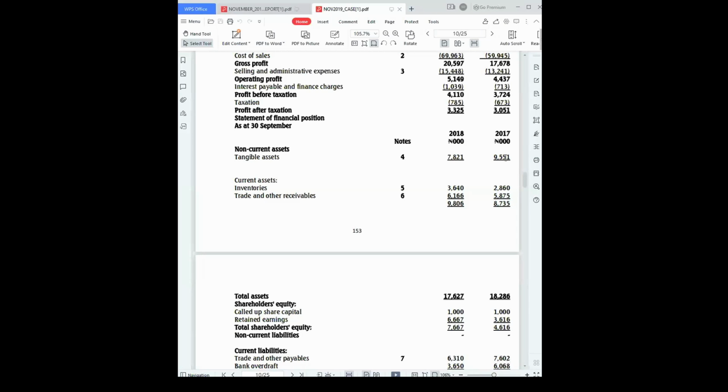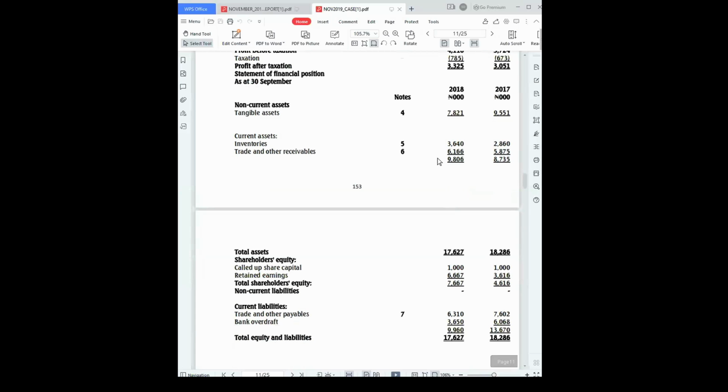The non-current assets declined. What could be wrong with it? Possibly there's a disposal, or it could be depreciation. Then, if you look at the current assets, you see that inventory is growing, and trade receivable is growing. Okay, receivable and inventory, they are growing.